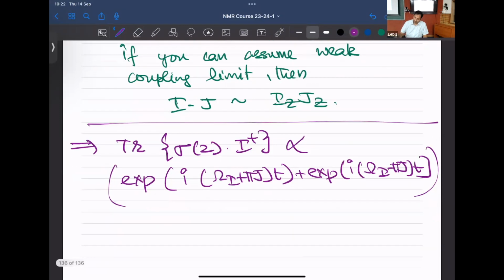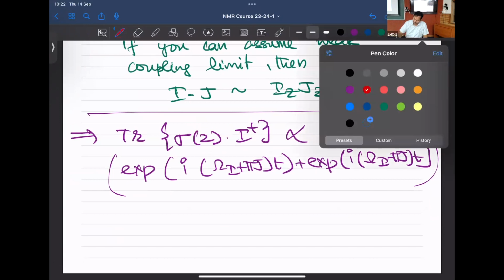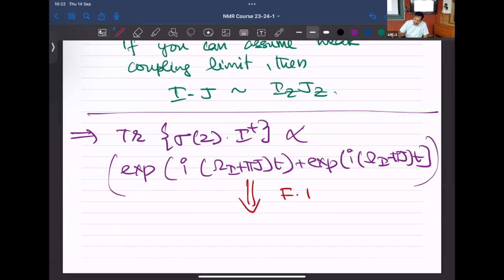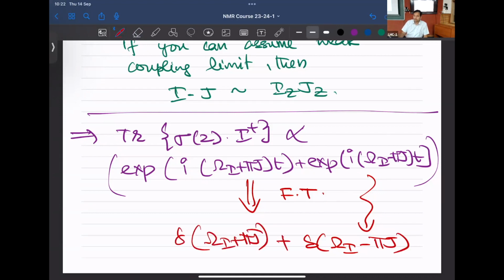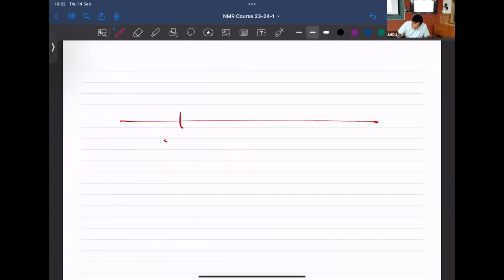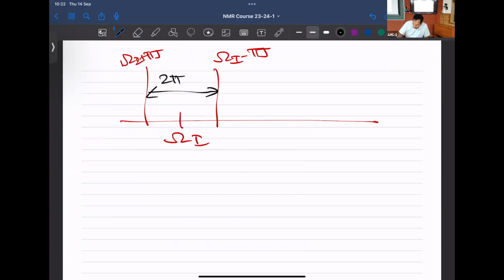Yeah. So therefore, what you all are immediately able to realize is that if you end up doing a complex Fourier transformation, this is going to give a delta function at omega I plus pi J, and a delta function at omega I minus pi J. Is that correct? So therefore, what you are immediately able to appreciate is that you're going to get a spectrum with omega I plus pi J and omega I minus pi J as the resonances for the spin I, and therefore the splitting is going to be 2 pi J.